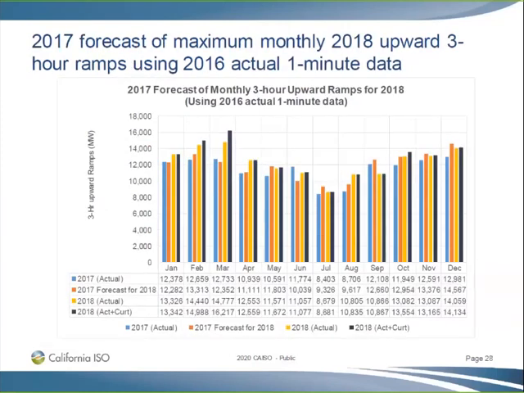shows you a comparison. So when you look at 2017, right now we're doing the study for 2021. But when you go back and say, well, how did you guys perform in 2017 when you predicted what we would need in 2018 in terms of 3-hour ramps? So you can see here, when we predicted in 2017 what we needed in 2018, we went back and plotted this bar chart to show you.